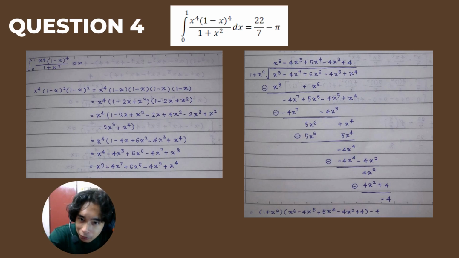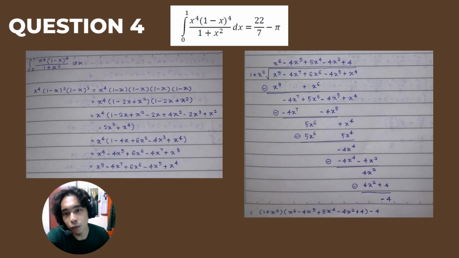Hi, my name is Muhammad Saifullah bin Nurpini and I will be explaining question 4. The question is integrate x to the power of 4, 1 minus x to the power of 4 over 1 plus x to the power of 2. The question asks us to show that the integration equals 22 over 7 minus pi.